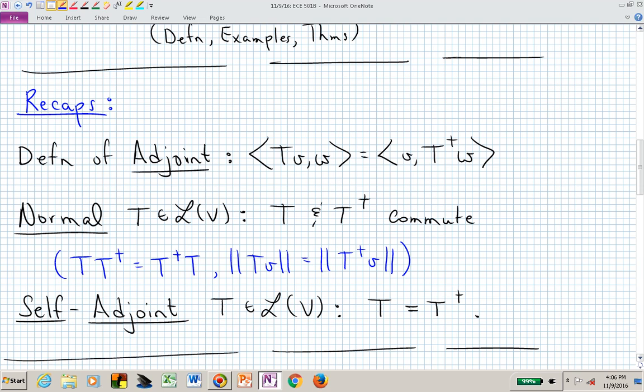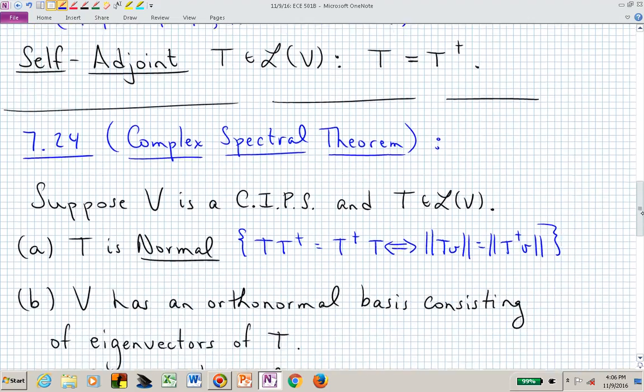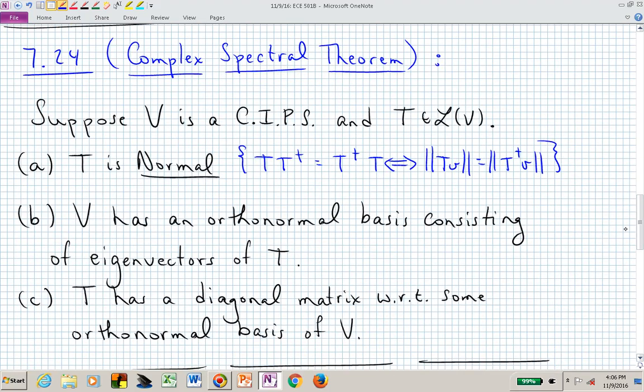<Tv, w> in an inner product would equal <v, Tw> if your operator is self-adjoint. Reviewing the complex spectral theorem that we talked about last time, it had these three statements that were equivalent. And we're separating when we talk about how we can diagonalize maps or operators. It should be an operator, since if it's now diagonalized, we're dealing with something that's square.